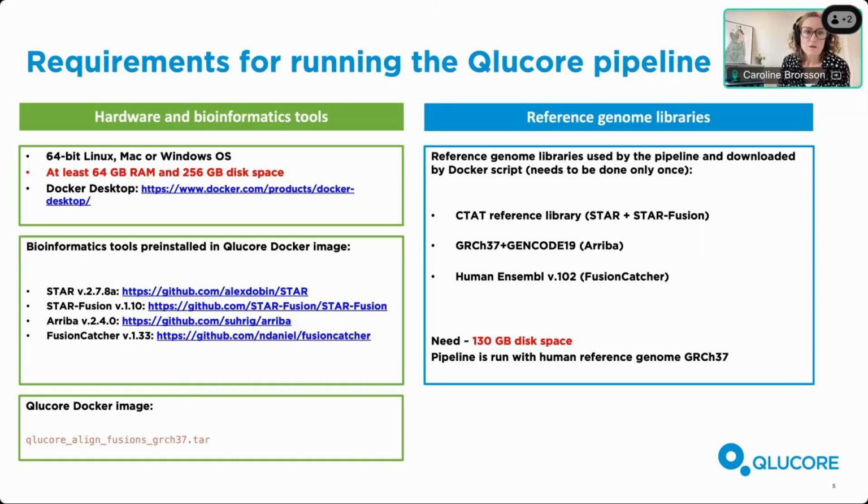Of course, you need our Qlucore Docker image. The pipeline also uses reference genome libraries, and these are actually downloaded by the Docker script, so you don't have to do this in advance. We keep track that the correct versions are downloaded, and this only needs to be done once. It needs some disk space and can take quite a while, but since it's only done once, it should be okay. The pipeline is run with human reference genome 37.